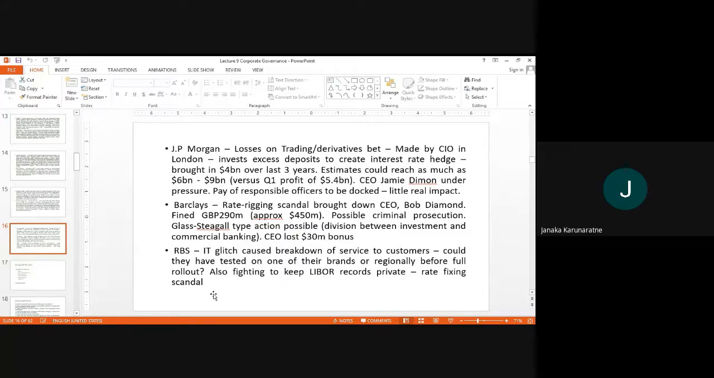Royal Bank of Scotland, IT glitch caused breakdown of service to customers. Could they have tested on one of their banks regionally before full rollout? Also fighting to keep LIBOR records private, rate fixing scandal. So we can discuss many examples which resulted in failures or near failure as a result of governance and risk management failure.